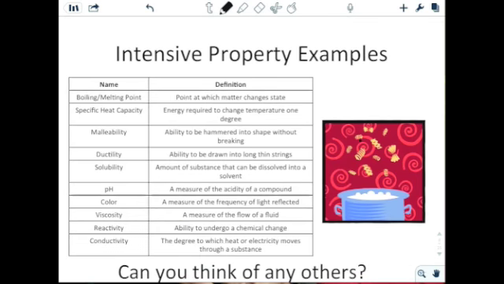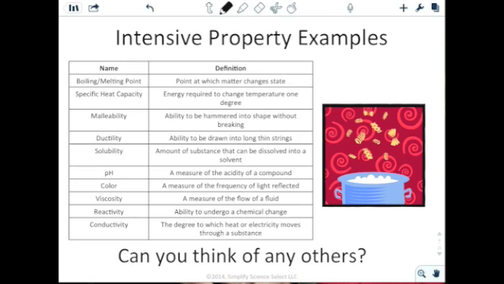Looking at some other intensive properties: boiling point and melting point. It's the point at which that matter is going to change states. That will stay constant. That doesn't change. If we have a gallon of water, or a single 10 milliliter test tube of water, it's still going to have the same boiling point and melting point.